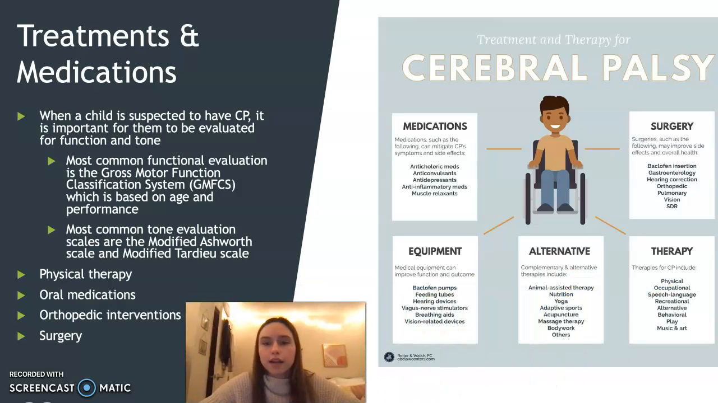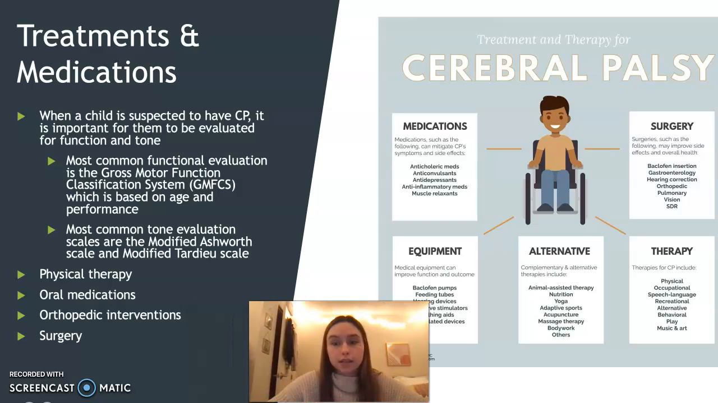If you look over at this diagram, it talks a bit more about the treatments and the therapies. There are several different medications that can control the symptoms and side effects. There's several equipment that people with CP can use to help them with their symptoms. There's different alternatives besides therapy or medication if people want to try and go a different route. There's several different therapies. Almost all of the therapies that you can think of, someone with CP can benefit from. And there are surgeries if a person does need that.